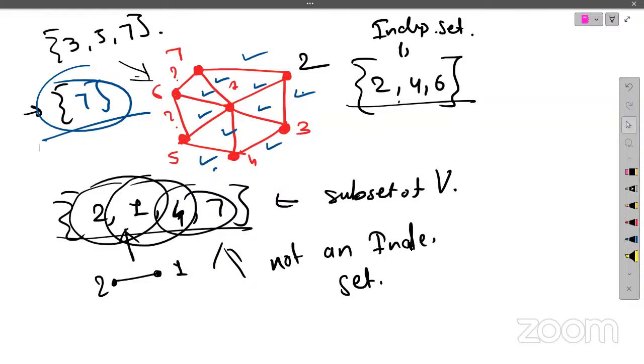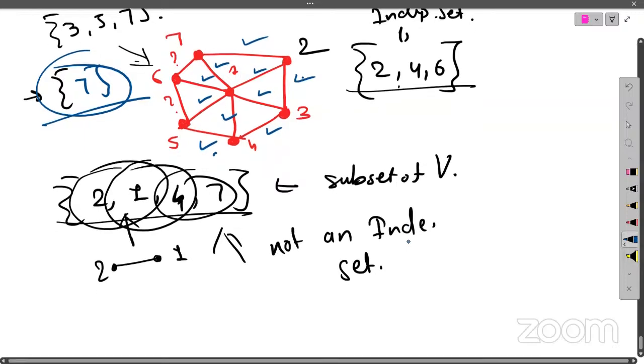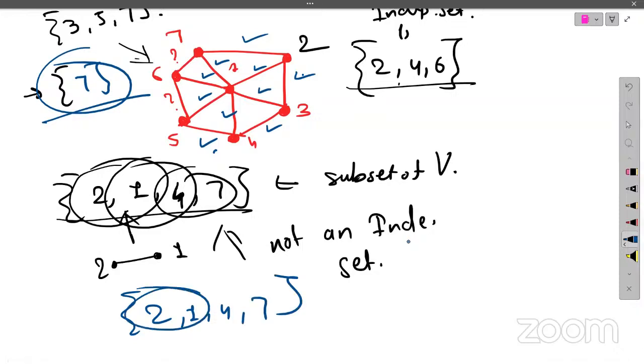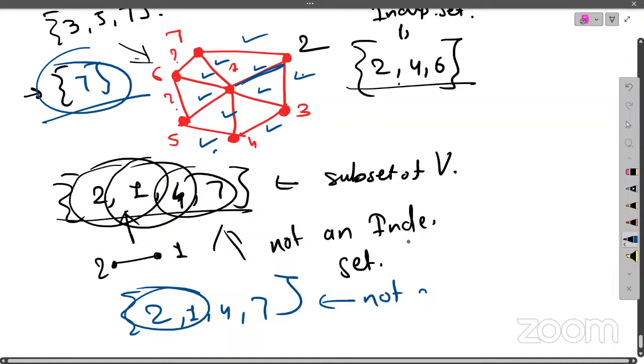See, independent set means any subset of vertices is an independent set if whatever vertices you are collecting should not be connected by a single edge. For example, in this graph, if you consider the vertices 2, 1, 4, and 7, then 2 and 1 are connected by a single edge. Correct? There is a direct edge from vertex 1 to vertex 2. So that's why this is not an independent set.